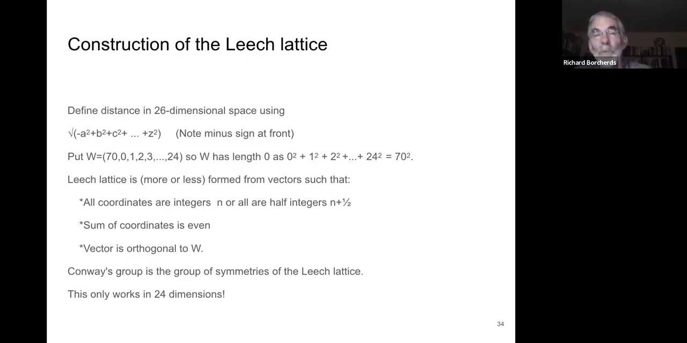So this gives a one-page construction for the Leech lattice. And Conway's group can now be defined as all the symmetry groups of that lattice. So here is a one-page construction of Conway's simple group.